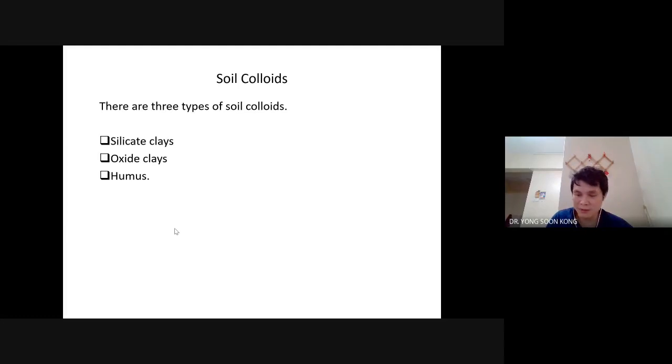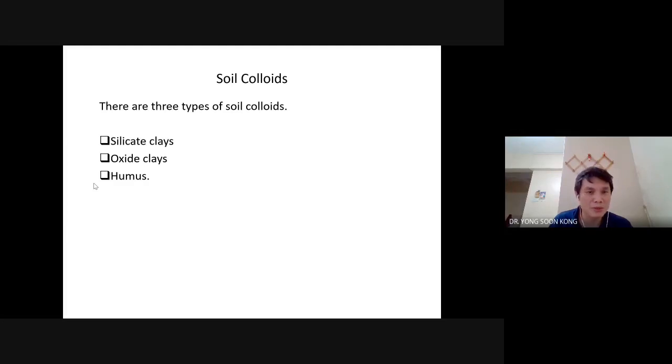Okay, so get yourself ready to look at a few structures. There are three types of soil colloids: silicate clays, oxide clays, and also humus. Humus is not inorganic. If you still remember earlier, I showed you humic acid. Exactly that. Very large structure, primarily carbon. The majority of the element is carbon, but it also happens to have carboxylic acid and hydroxy groups. That's why they have some cation exchange capacity, because of the presence of carboxylic and hydroxy groups.